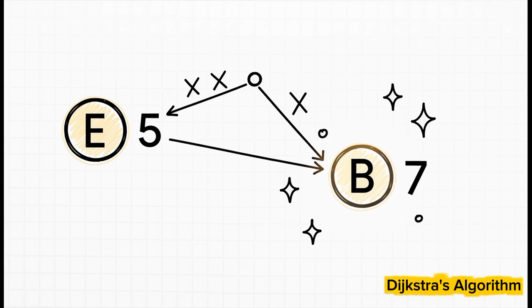So we go there, but it turns out to be a bit of a dead end. No shortcuts from E. So we look at our list again. The next smallest unvisited node is B, with a cost of 7. So let's visit B. And this is where things get interesting. Pay close attention to what happens now.